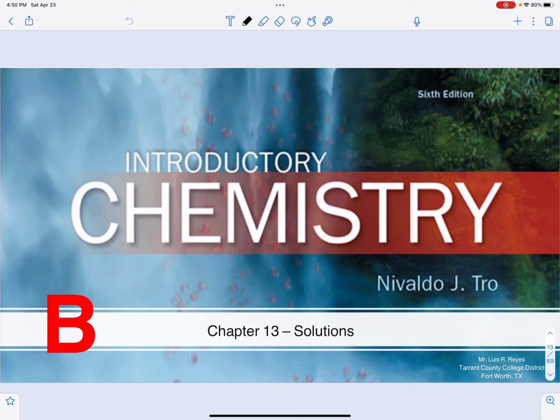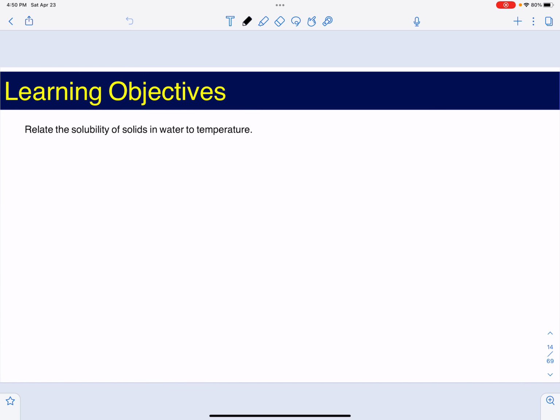Welcome back. We are now continuing with the chapter on solutions. In this part of the lecture, we are going to talk about the solubility of solids, because you can dissolve solids, you can dissolve liquids, and you can dissolve gases, right? So we're going to concentrate on dissolving solids, and we are going to see how we relate that with temperature. We are continuing to focus on aqueous solutions because we are using water, which is most of what we have on this planet.